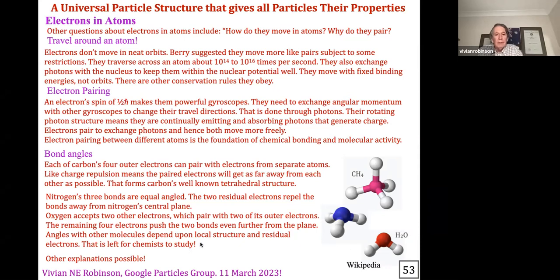But the angles of other molecules just depend upon local structure and residual electrons. I'll leave that for chemists to study, but I'd just like to give you an indication of how it can happen. Look, I know other explanations are possible, but this is equally valid in my opinion, because it comes fixed with all of the other things like special relativity, corrections, and so forth.